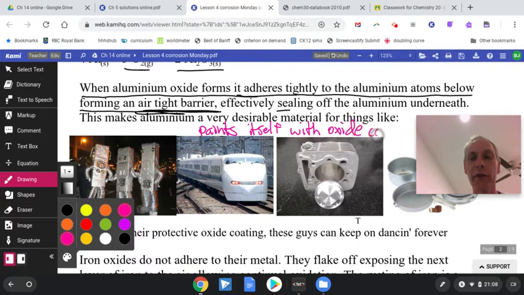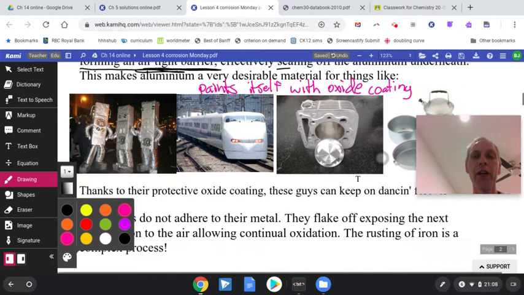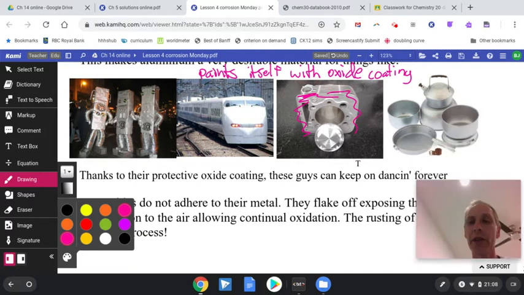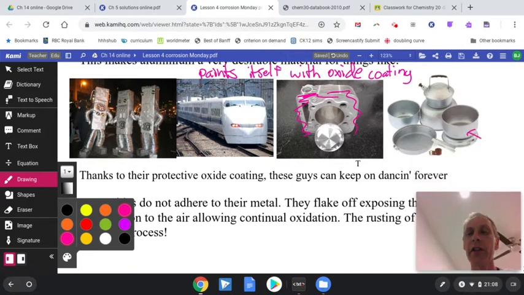Paints itself with an oxide coating. And what that does is prevents any further corrosion because it's now sealed itself off so that no more oxygen can get in. So if you have anything that's aluminum, it probably has this dull gray color to it. You also see that on these pots. So these have already been corroded or oxidized, and that's what oxidized aluminum looks like.